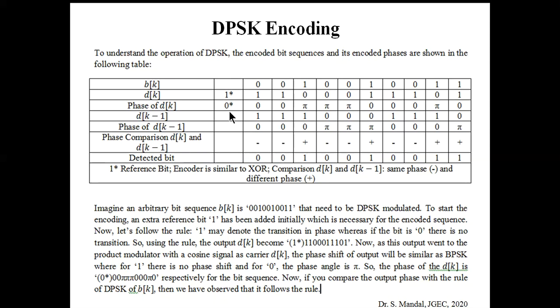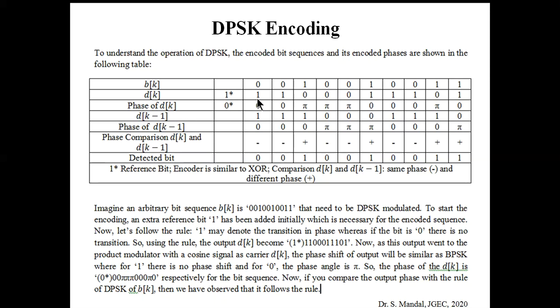So you can see that for 1 the corresponding phase is 0, for 1 it is 0, 0, for 0 the phase is pi, for 1 1 1 the corresponding phase is 0 0 0, for 0 pi, and so on. Okay, so I think this is clear. Initially we create DK and then we create the corresponding phase of DK using the BPSK rule. Now coming to DK minus 1, this is nothing but this bit sequence shifted one step rightwards.